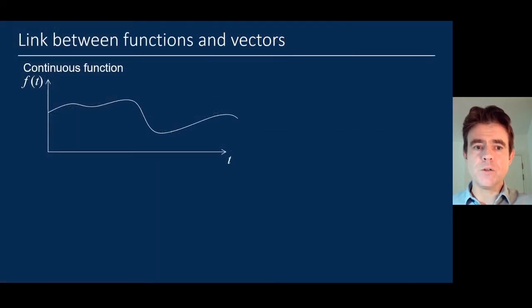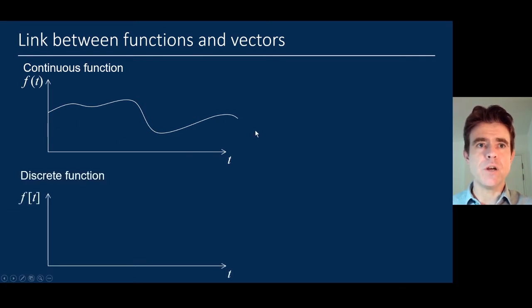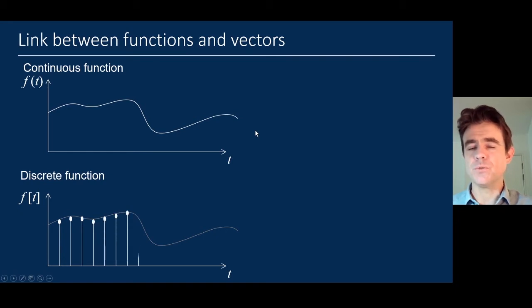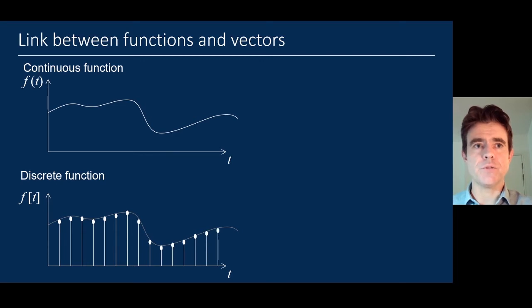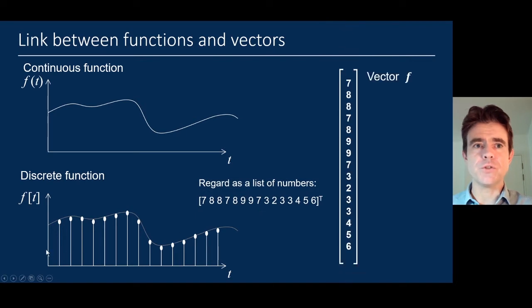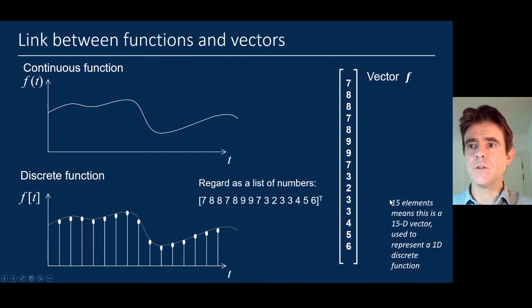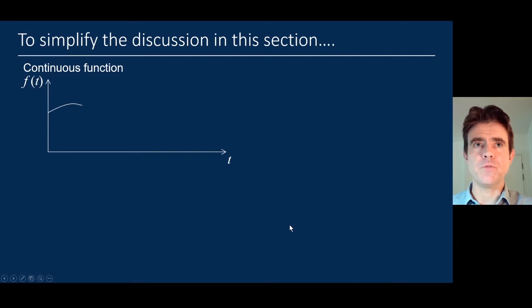Okay, so just a reminder then of the link between functions and vectors. Imagine we had a continuous function f of t shown here. Then we could have a discrete function just composed of sort of digital samples, if you like, where we've just got the value of the function at a number of different locations, in this case in time. And as you know, we could just store those samples in a tall column vector. In this case, where we've just got a mere 15 samples, that would be a 15-dimensional vector.